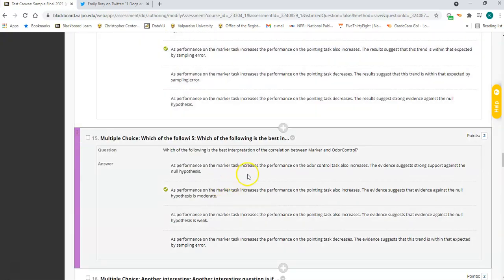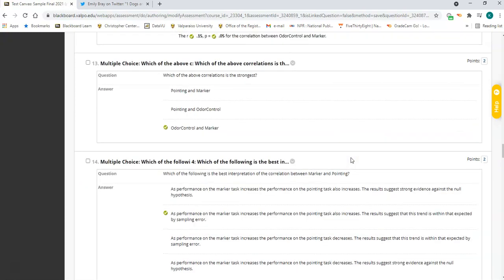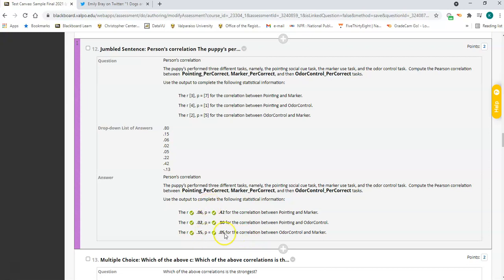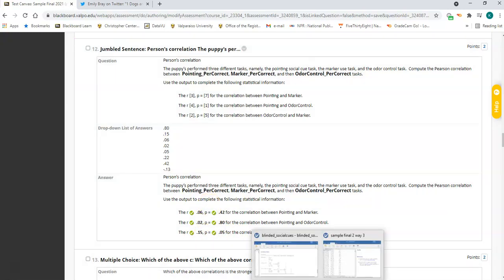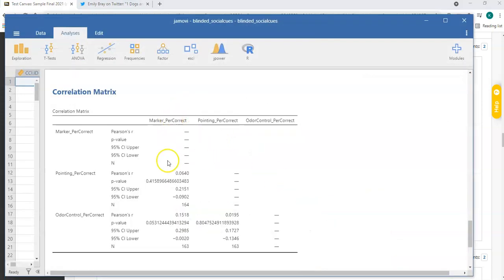Which of the following is the best interpretation of the correlation between marker and odor control? So marker and odor control, well, I guess I should be going back here to find that. So marker, odor control, here's the correlation, here's the p-value. How do you interpret that? Well, again, this is a small correlation, it's close to 0.1. And then here's your p-value, which is moderately strong evidence that there does seem to be a small positive correlation between the way the puppies performed on the marker task and the odor control task, whatever that is.